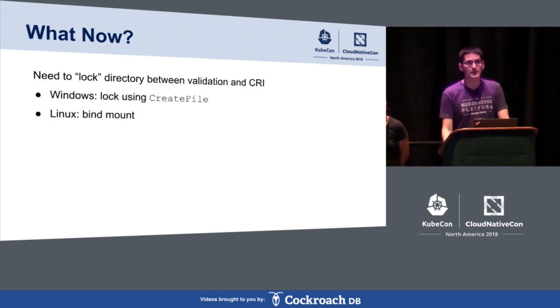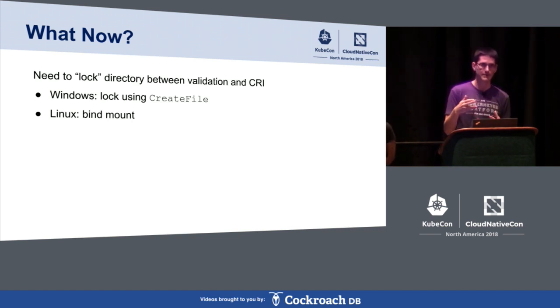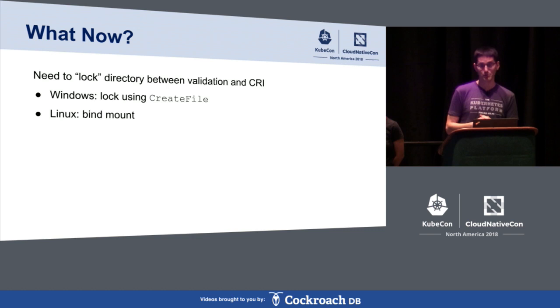So we were thinking we need to freeze the file system somehow while we are checking the symlinks and when we are giving the final destination to the container runtime. On Windows, the situation is pretty straightforward because they have the CreateFile syscall, which not only creates a file, but with the right parameters, it opens it, and it can open it exclusively, so it can't be replaced with symlinks.